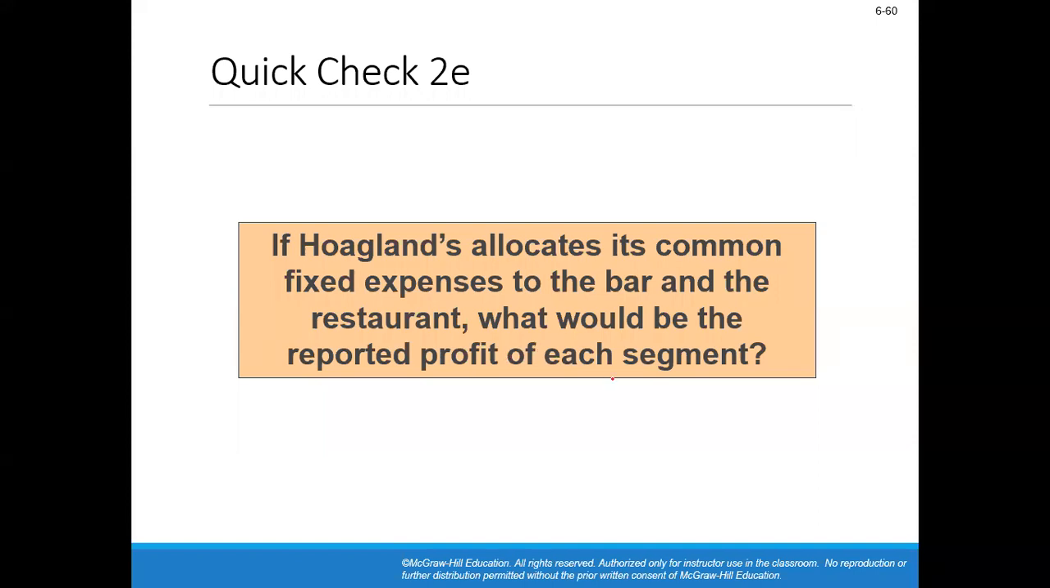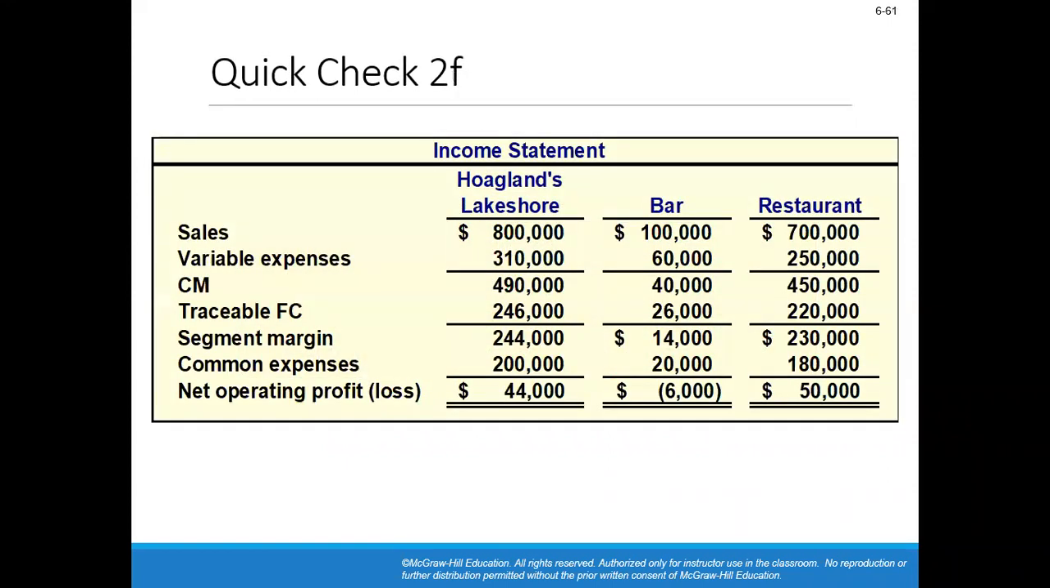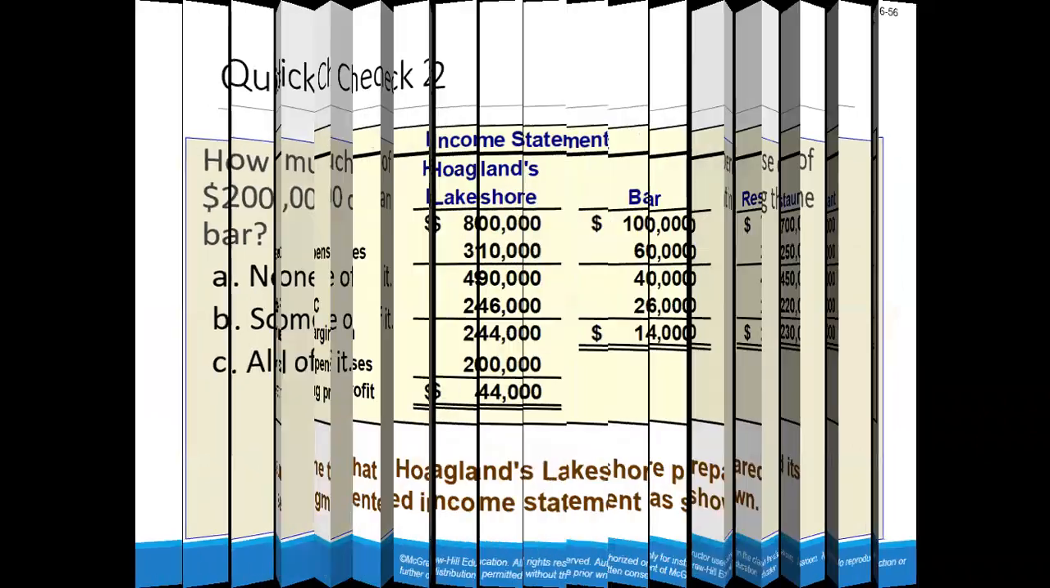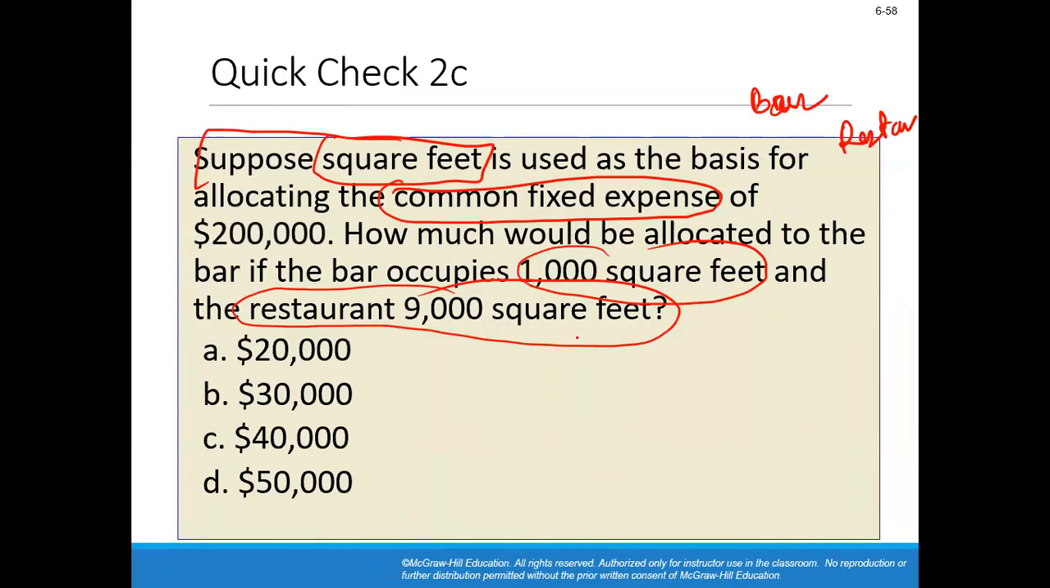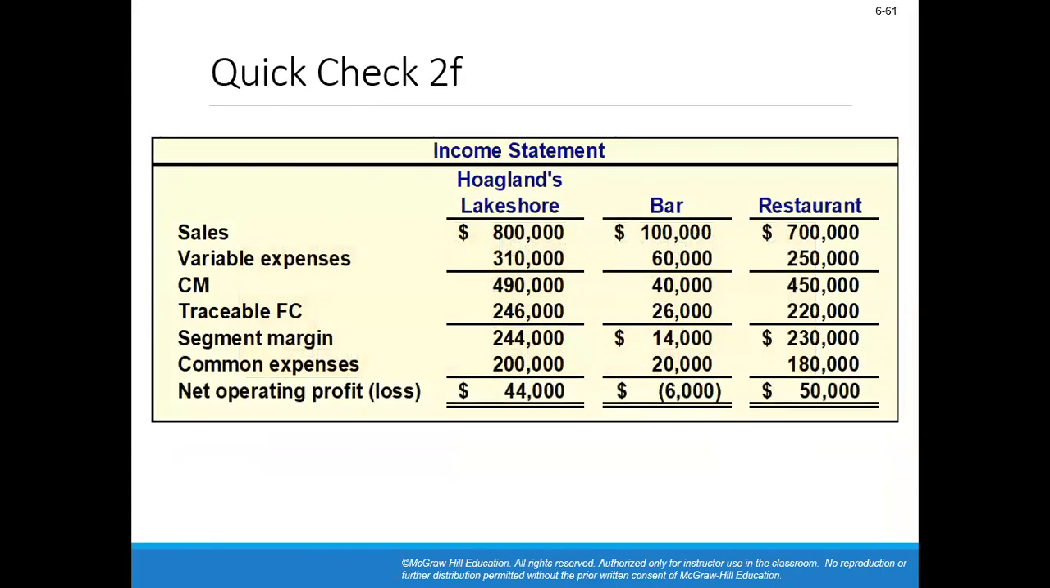Now, if Hoagland's allocates its common fixed expenses to the bar and the restaurant, what will be the reported profit of each segment? So this is given to you. You see, the bar, which was profitable in the base case at 14,000, was making a segment margin. But now when you have allocated the common fixed expenses to the bar and the restaurant, what happens? The bar has become unprofitable. So what will you be deciding? You'll be deciding to stop the bar, right?